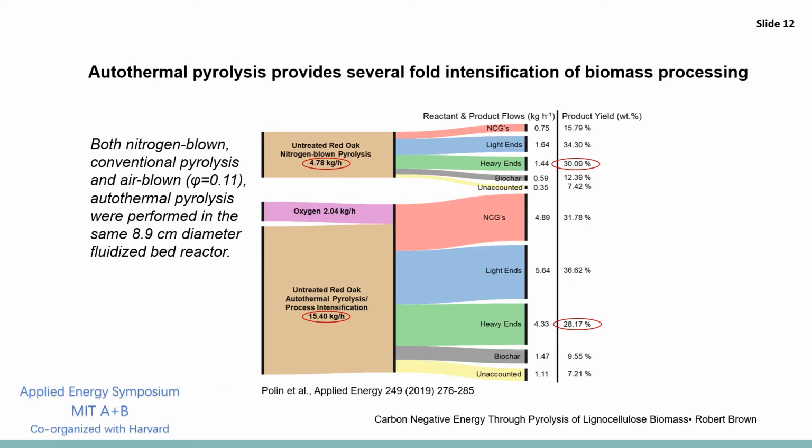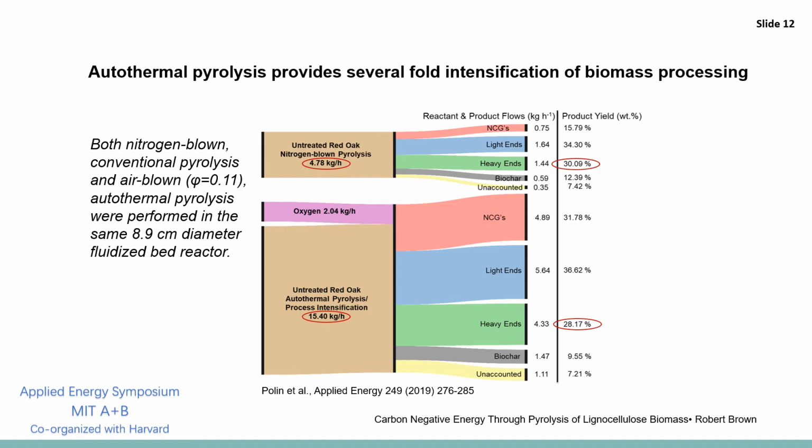Here are some results from experiments that we have done in autothermal pyrolysis. The top Sankey chart is for untreated red oak. This is a nitrogen-blown pyrolysis, somewhat less than 5 kilograms per hour for this 3.5-inch diameter reactor. It's showing here the breakdown of the various products. I want to focus here on the heavy ends, which is where most of the value, the sugars and the phenolic oil are, and compare that to autothermal operation, where we're putting oxygen into the reactor at equivalence ratios on the order of 11%.